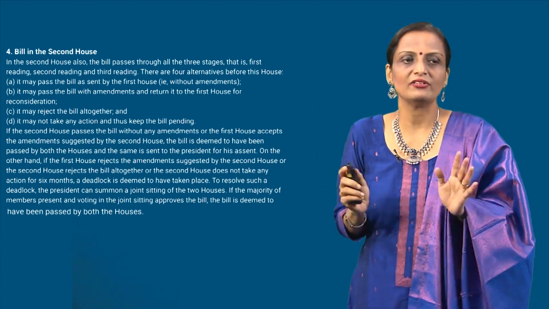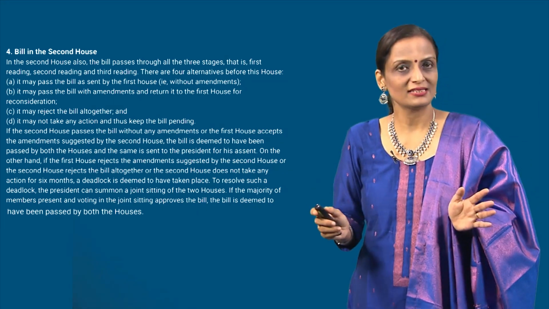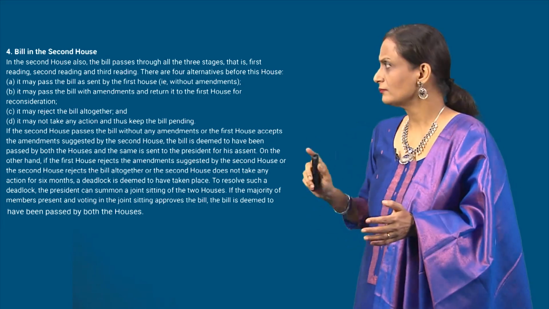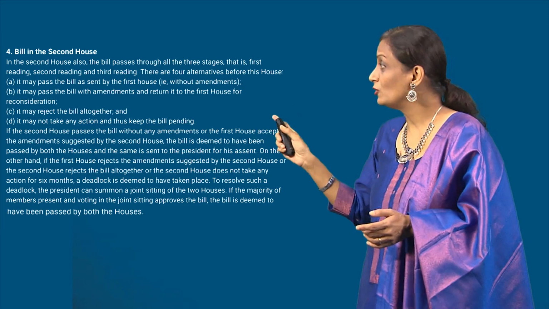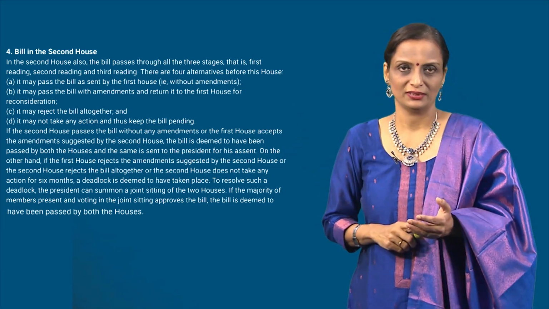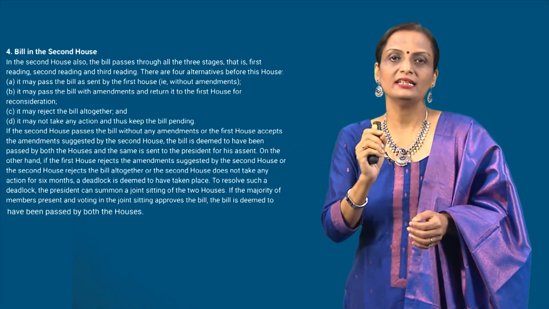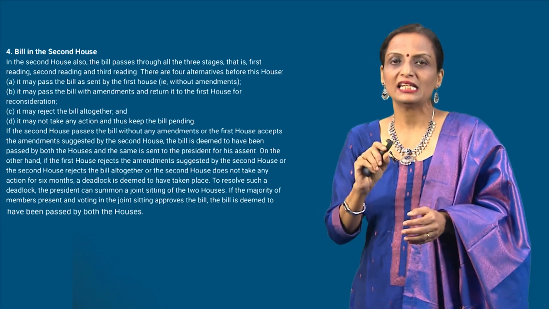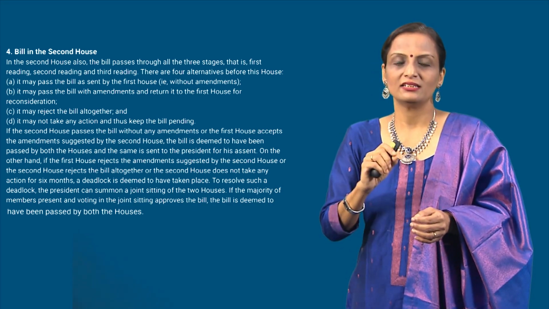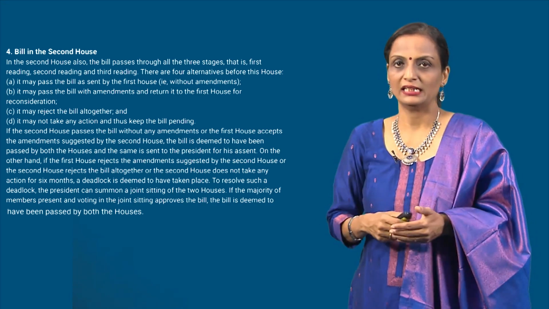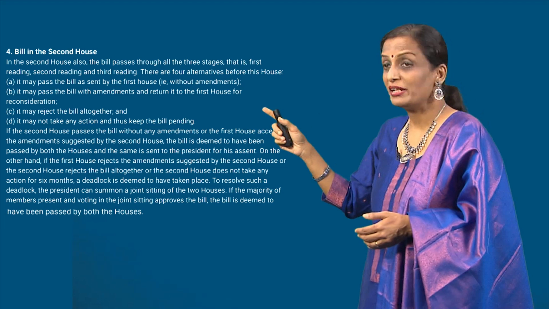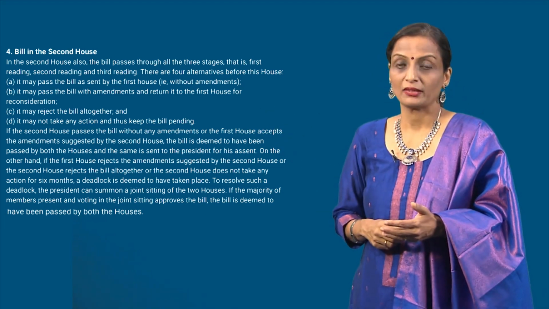They have agreed that everything is fine without amendments, then it can be passed. It may pass the bill with amendments and return it to the first house for reconsideration. If they see that this could be a problem, then it can be tuned and changed, and amendments can be made and sent to the next house. The third, it may reject the bill altogether.